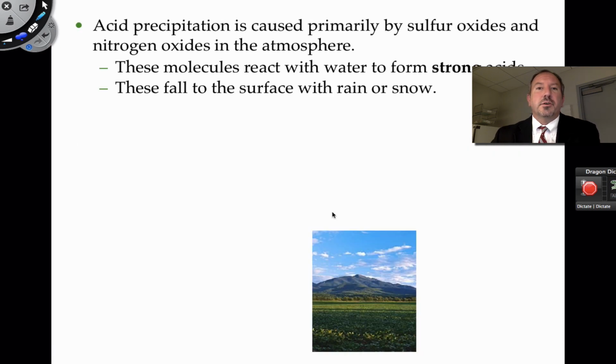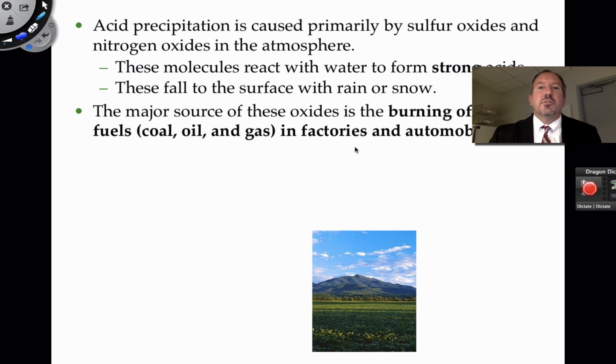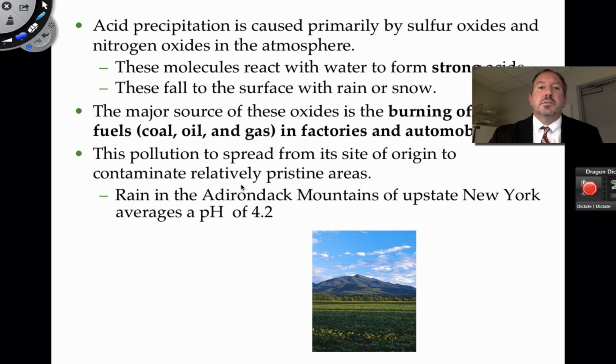And so when it's raining and these strong acids are falling to the earth, again, what chemicals? What are we doing? Well, the burning of fossil fuel not only produces carbon dioxide, which is causing the acidification of the ocean, but the burning of coal and oil and gas in factories and automobiles also produces other chemicals like sulfur oxides and nitrogen oxides. And these sulfur oxides and nitrogen oxides can produce sulfuric acid and nitric acid. These are strong acids.